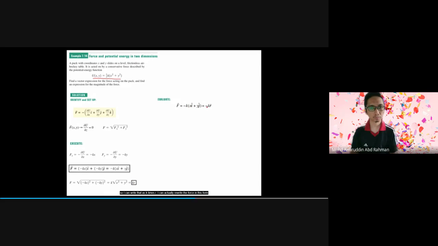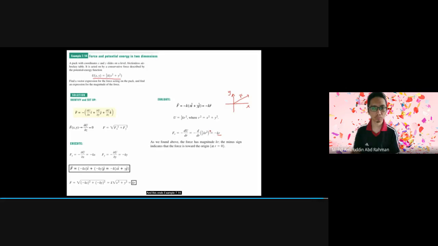I can actually rewrite the force in this form, where r is simply a vector, the position vector corresponding to the point xy. And I note that u can be written as 1/2 k r squared, where r squared is x squared plus y squared. I can now differentiate u with respect to r, with a minus sign of course, and I get minus kr, which is what I have here. So as we found above, the force has a magnitude of kr, and the force points towards the origin because of this minus sign.